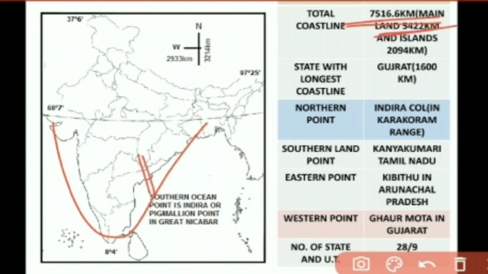If we consider the islands, then only islands have 2094 kilometer. The islands are Andaman and Nicobar in the Bay of Bengal and Lakshadweep Island in the Arabian Sea. Now we have the latest two union territories, that is Jammu Kashmir and Ladakh. So we have total 28 states and 9 union territories.